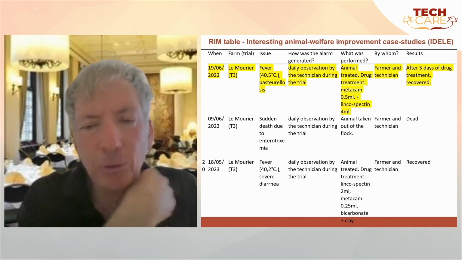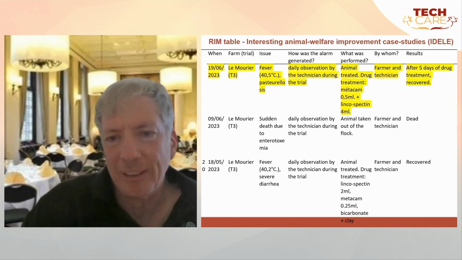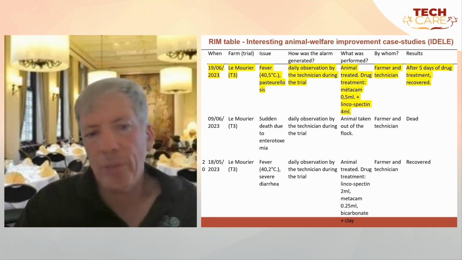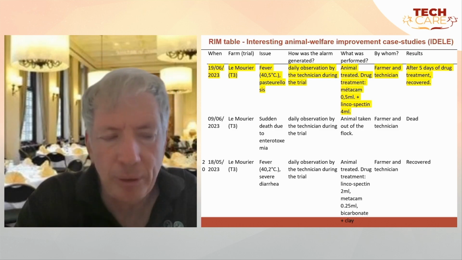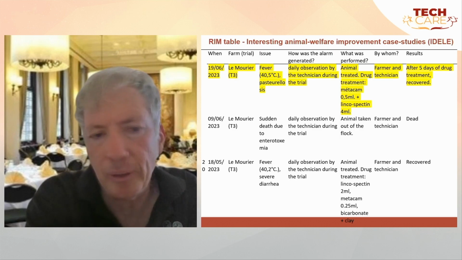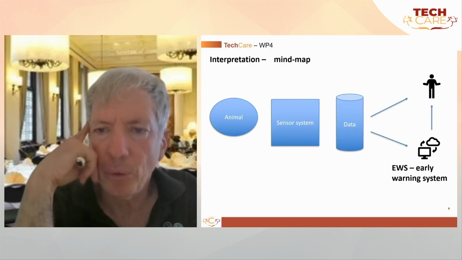I didn't like to finish with a negative case, so this is just an example of a successful treatment. After 5 days, the animal was recovered. You can see the disease, and we have a record of all we are doing, the problem, and how the entire concept improves animal welfare. A real documented case study. Can you go to the next one?